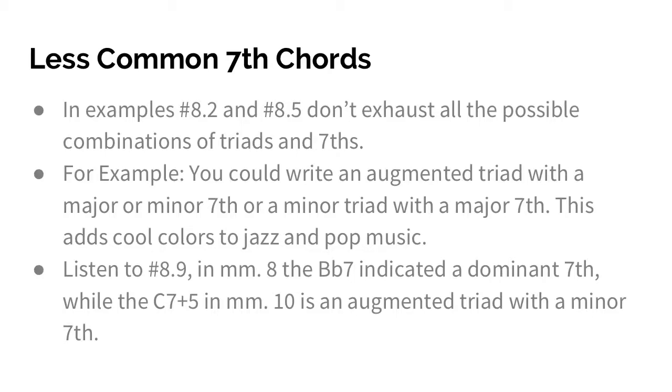In examples 8.2 and 8.5, they don't exhaust all the possible combinations of triads and sevenths because we're talking about just common practice 7th chords. For example, you could write an augmented triad with a major or minor 7th, or a minor triad with a major 7th. This adds cool colors to jazz and pop music. If you listen to 8.9, in measure 8 the B flat 7 chord is a dominant 7th, while the C7 augmented 5th, or raised 5th, in measure 10 is an augmented triad with a minor 7th. This is stuff you see, but we don't really call it anything in our world of common practice 7th chords.